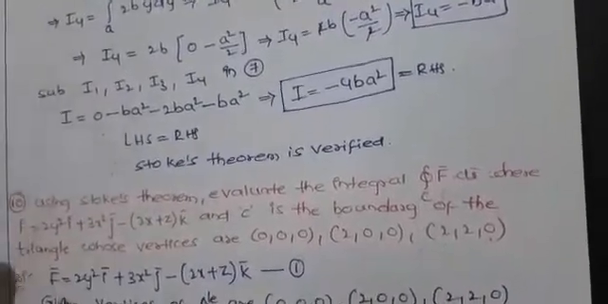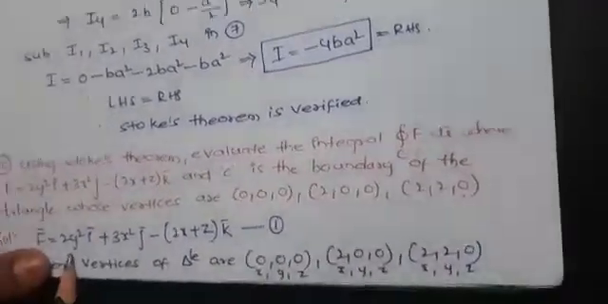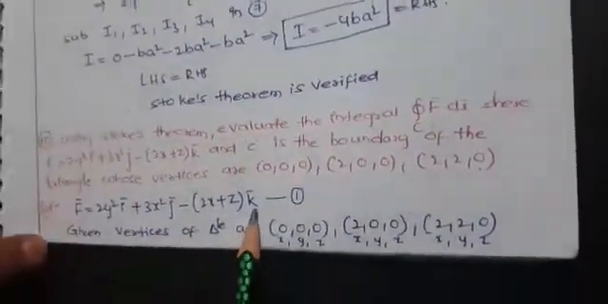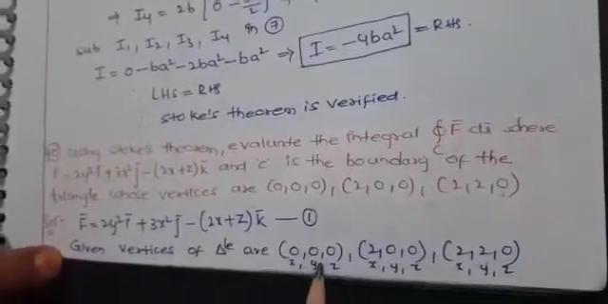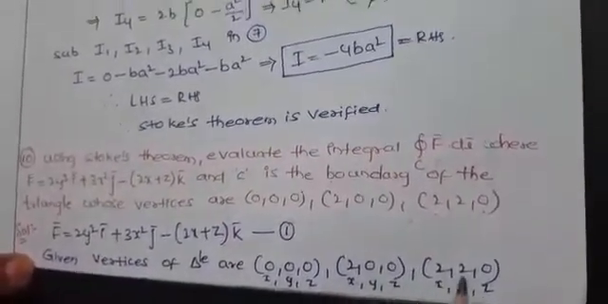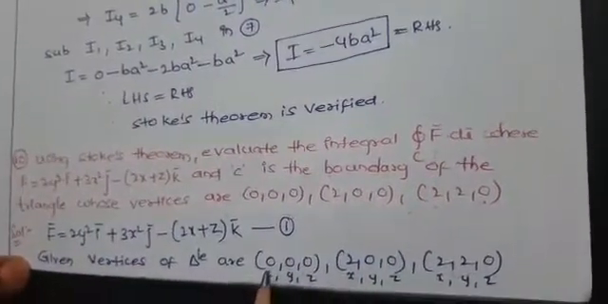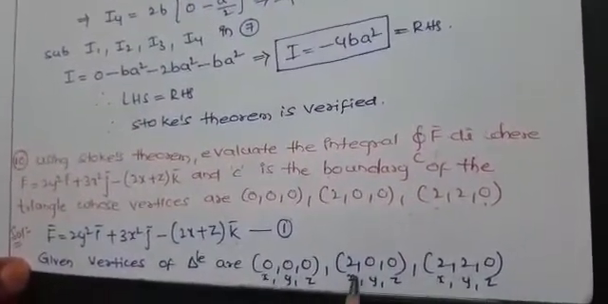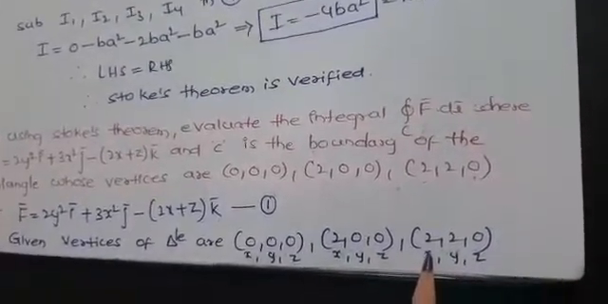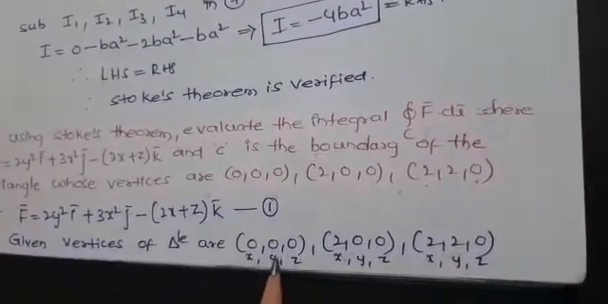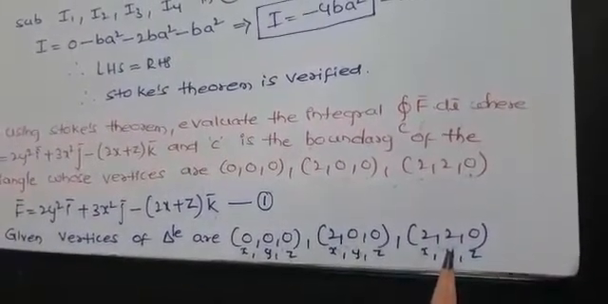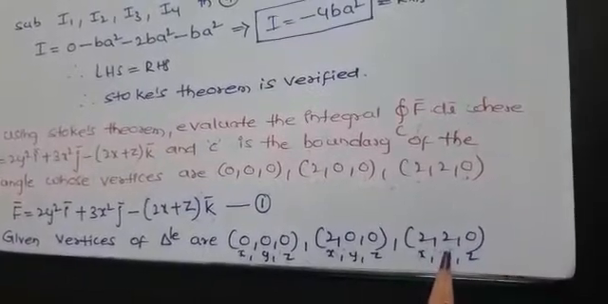Moving to the solution. F bar is given as 2y² i bar plus 3x² j bar minus (2x plus z) k bar. The given vertices are (0, 0, 0), (2, 0, 0), (2, 2, 0). If you see the x values, it varies from 0 to 2, again 2 to 2, which means x is varying from 0 to 2. Coming to y, it is varying from 0 to 0 and 0 to 2. In these, the x value and y value show differences.